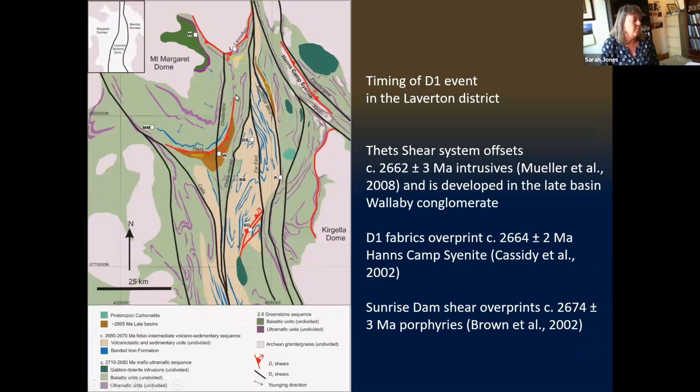Now, timing of these D1 features. We know the Tet shear is obviously developed in the Wallaby conglomerate, and it offsets porphyry bodies that are dated at about 2662, and it also overprints the Hans Camp Syenite, which is dated at 2664. So we know it's at a late stage of the formation of the lake basins, a similar time to the lake basins. It's not a really early deformation event. It's quite late in the history.